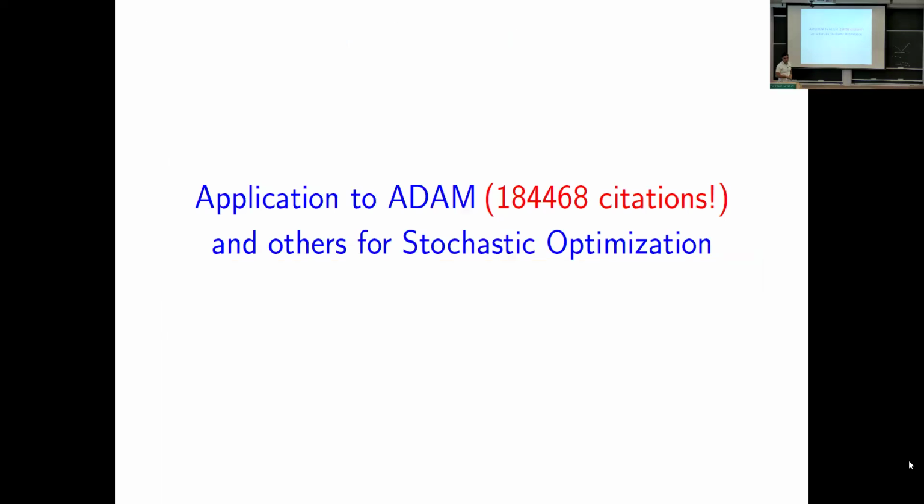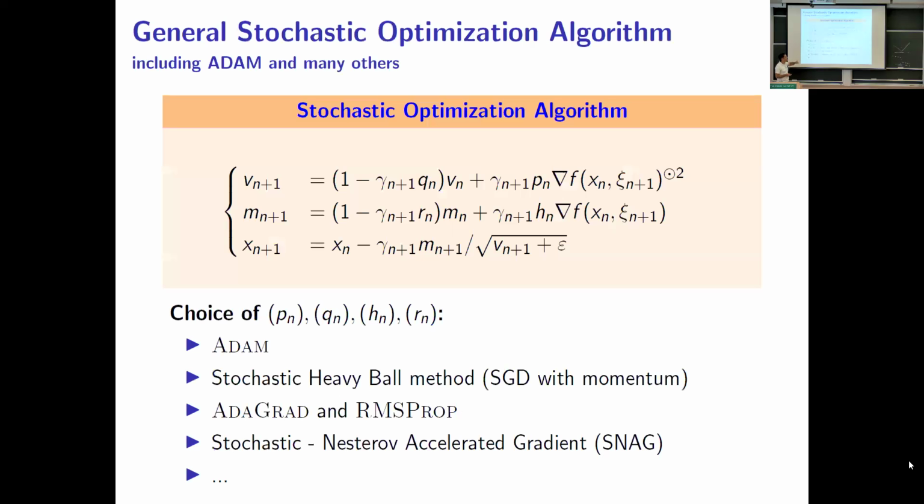Let's look at the application. Why are we interested in this? The Adam algorithm is very popular. I checked yesterday, it has more than 120,000 citations. Basically anyone who is using a deep learning network usually uses this kind of algorithm. So we will be discussing here how to apply this technique to the specific case of Adam and also other algorithms. So here is a general algorithm which includes Adam as a particular case.